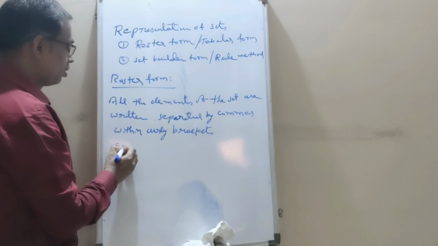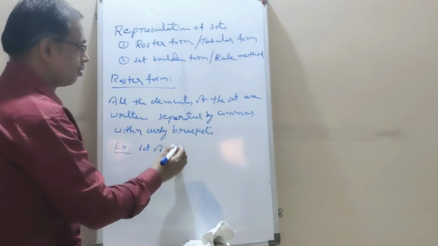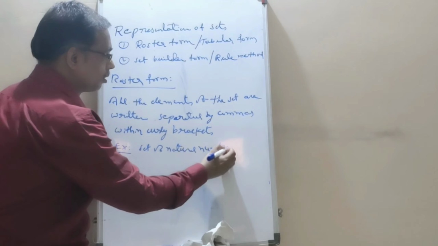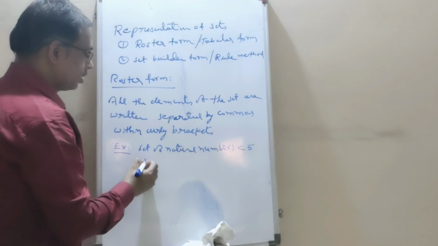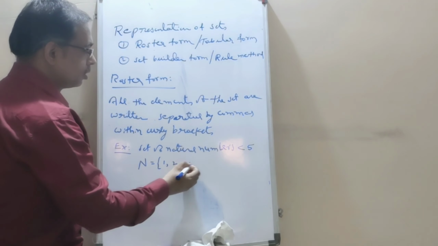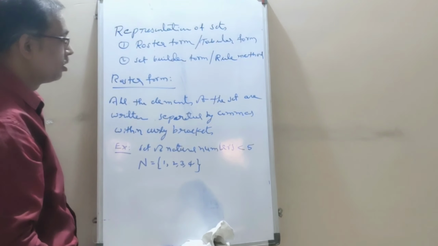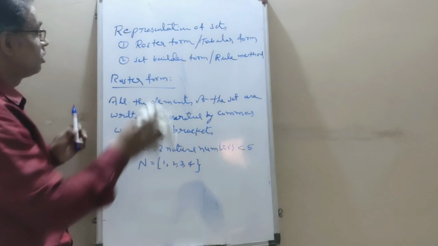For example, set of natural numbers less than 5. Those are simply, we can get it as 1, 2, 3, 4. Okay, so like this we represent the set in the roster form. And the second is set builder form.